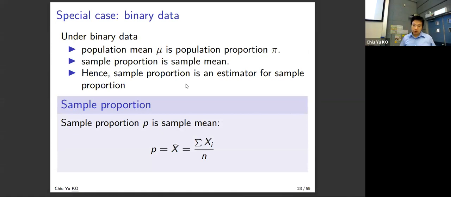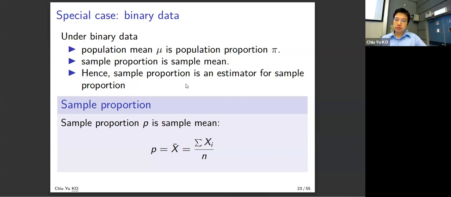So the next one we want to go over is what we call binary data. You may say, okay, that is similar to what we have, right? Everything we learned, the sample mean, sample variance, applies. Yes, that applies. But we can get more precise because remember, for a sample proportion with binary data, mean and variance are closely related, right? Because the mean is pi and the variance is pi times 1 minus pi.